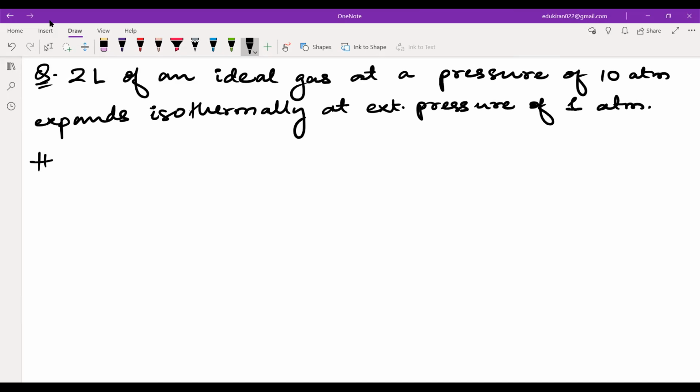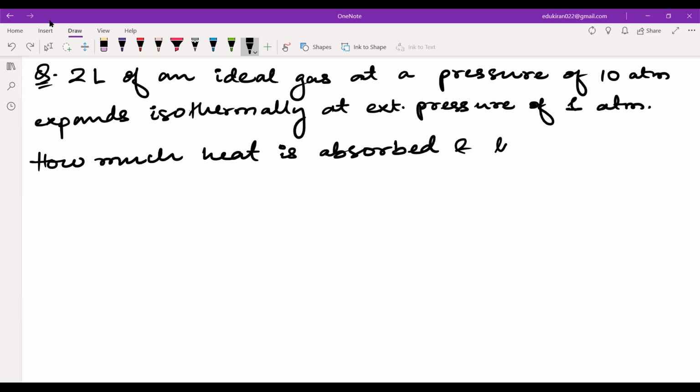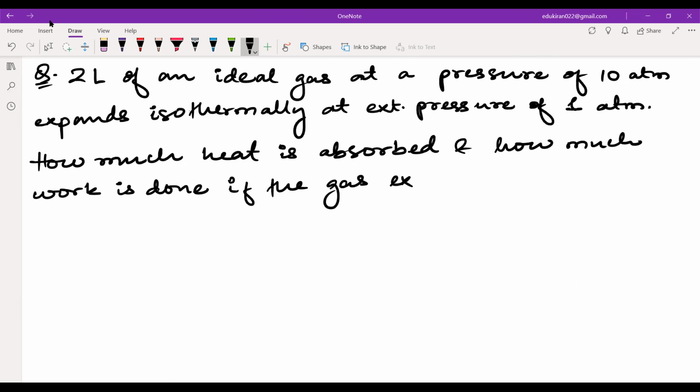How much heat is absorbed? And how much work is done? Write this question with me, okay? How much work is done if the gas expands to 2 liter? First of all, we will solve this question, then we will calculate the answer. First of all, you have to solve this question, okay?